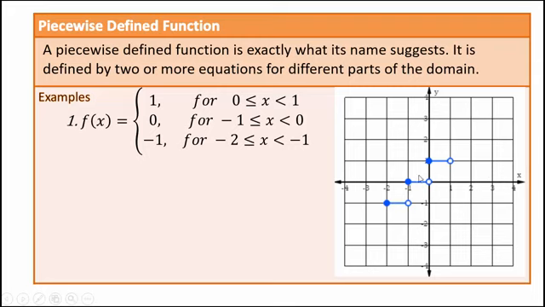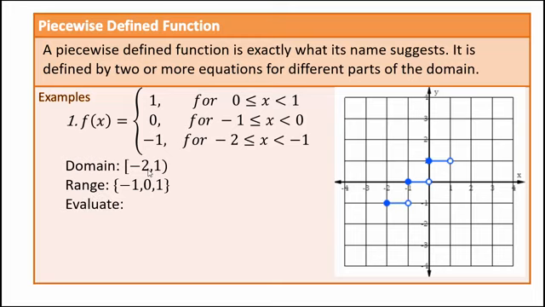So depending on which piece it belongs to will change what output you're going to get. So you have to look at your domain, see where it belongs, to figure out what output belongs to it. So domain is negative 2 to 1 in this case, and the range is singleton points, negative 1, 0, and 1. So if I ask you to evaluate f of negative 0.5, pause the video here and see what the output would be.